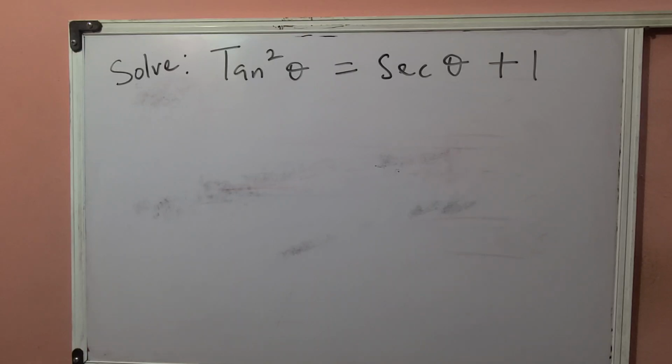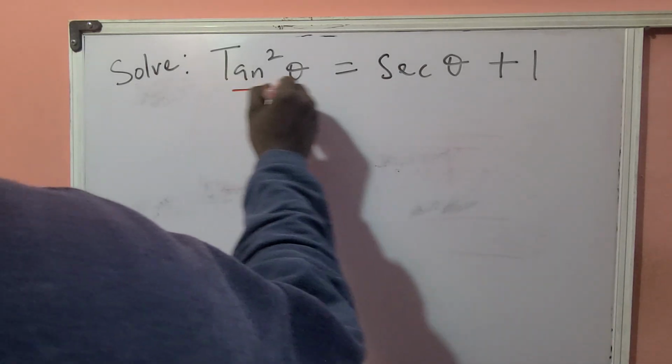All right, let's take a look at this very interesting question. We have tan square theta equals sec theta plus 1, and we're supposed to solve. When you're told to solve, you are supposed to find the value for theta in this particular equation. Now, I'm sure we all recollect our basic identity.